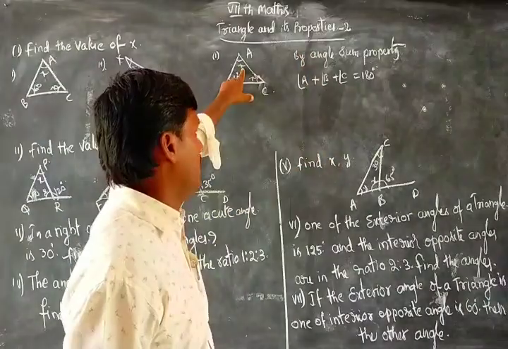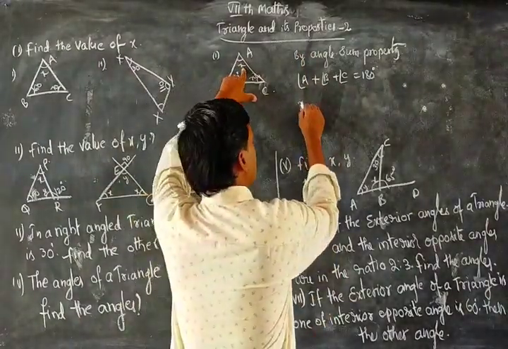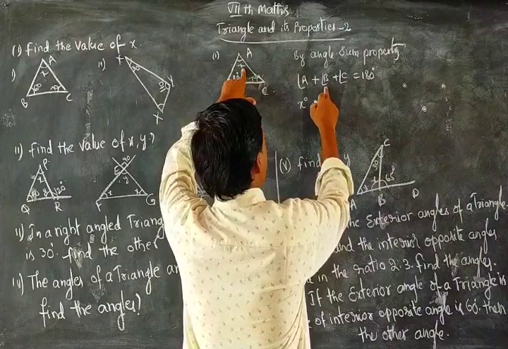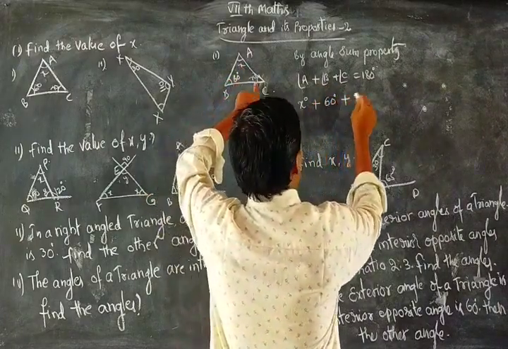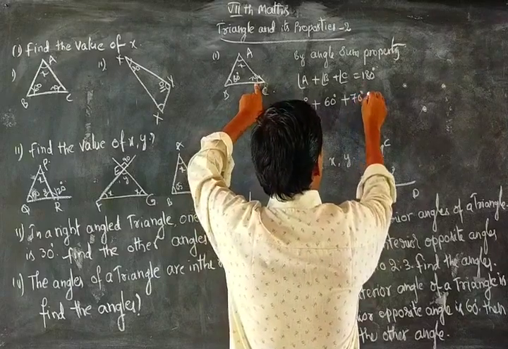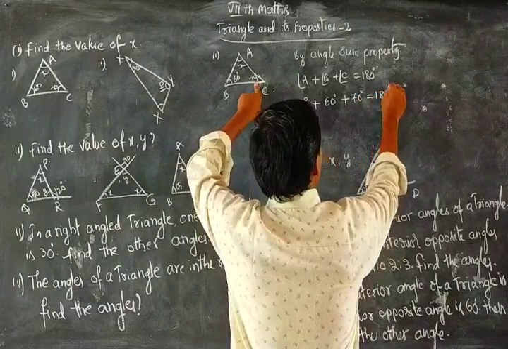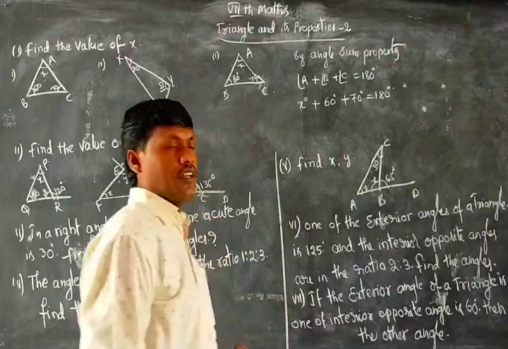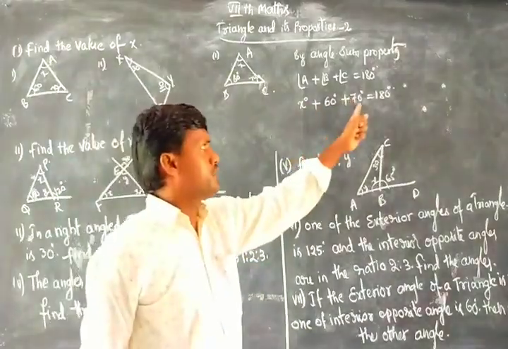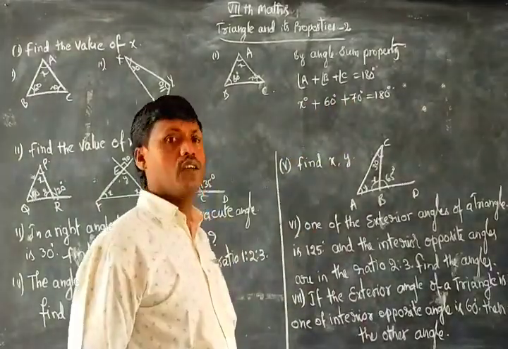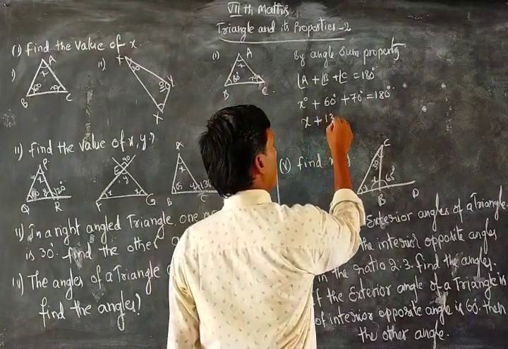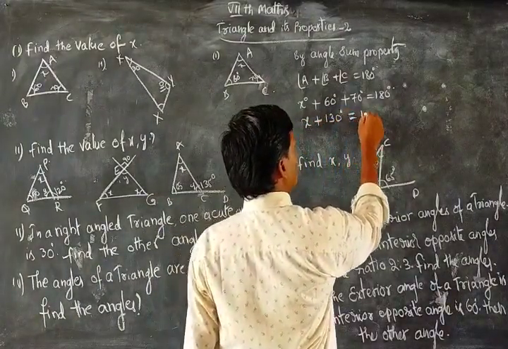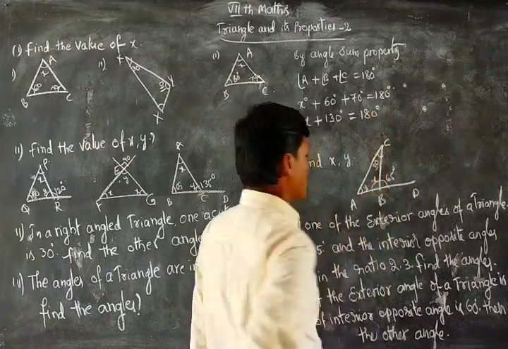What about angle A? x degrees. Angle A x degrees plus angle B value 60 degrees plus angle C value 70 degrees, which is equal to 180 degrees. So the sum of these two angles, 60 plus 70, is 130. Then x plus 130 degrees is equal to 180 degrees.